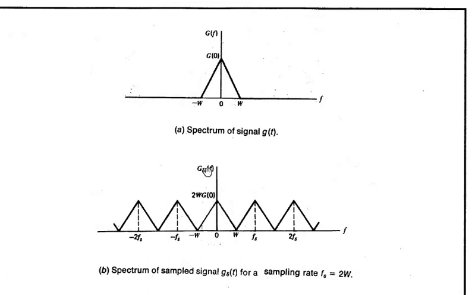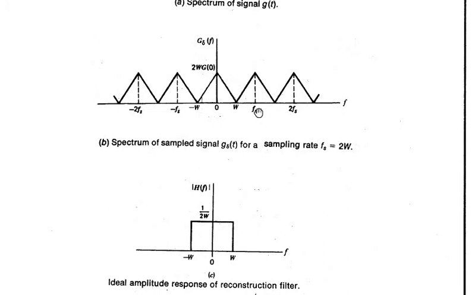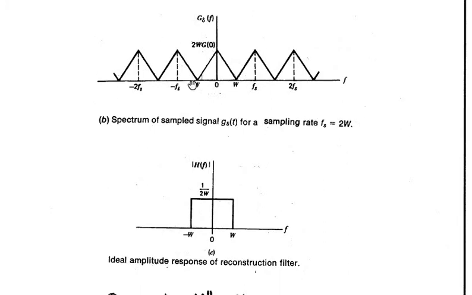Next, what we should be doing in the interpolation formula is, once I have my sampled signal, I need to be able to get back my original message signal. To do that, I need to pass my sampled signal through the low pass filter such that I will be able to recover my original message signal. When I pass this sampled signal through the low pass filter, it eliminates all the high frequency components.